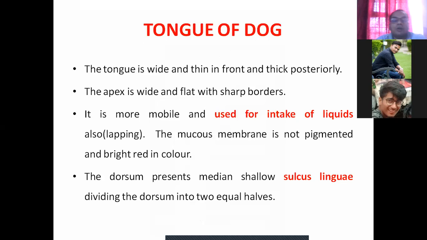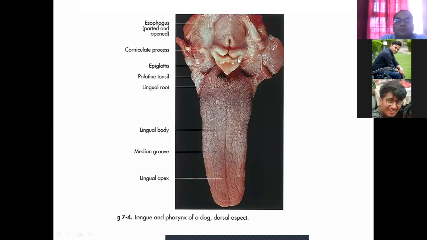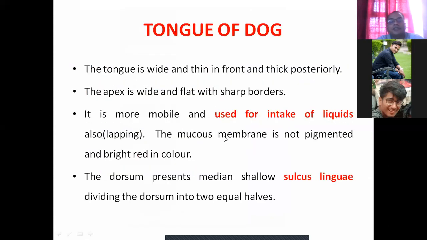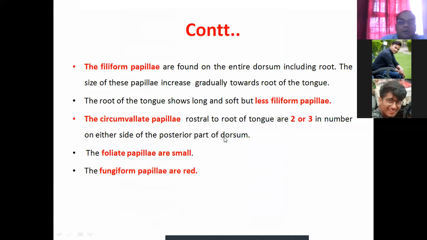If you see the dog, the tongue is wide, thin in front and thick posteriorly. It is also more mobile because it is used to drink, for the intake of water. One important thing is the sulcus lingua. Here in the dog, you will see on the dorsal surface of the tongue one median line. This is the sulcus lingua. Sulcus lingua is present only in the dog. What about the papillae? Here also filiform papillae, and circumvallate papillae are 2 to 3 in number. Foliate papillae are there and are small. And important thing, the fungiform papillae are red in color.